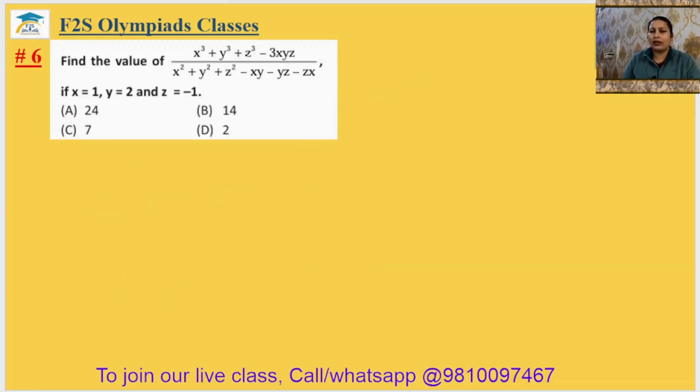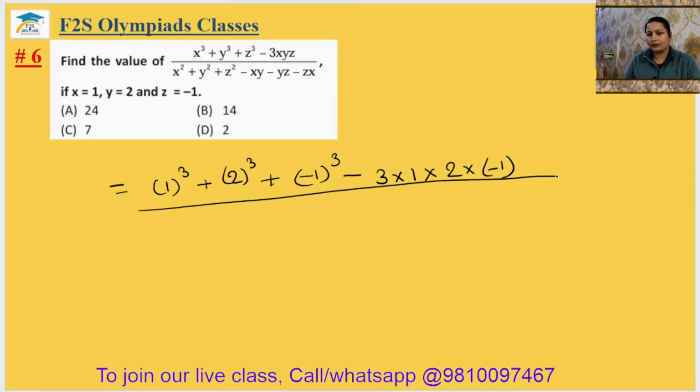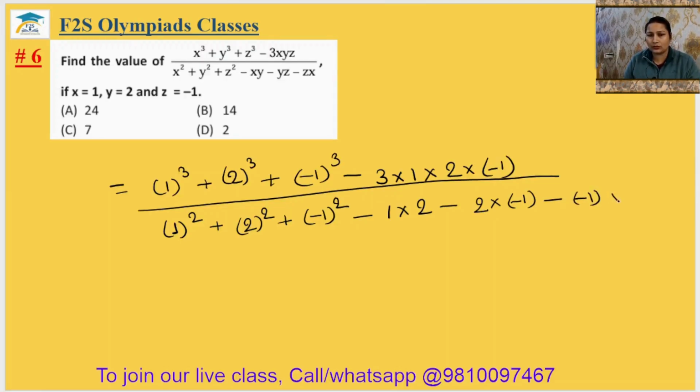Question number 6. Find the value of this if x, y and z are given. Okay, so x cube, in place of x cube we will just write the value of x. So 1 cube plus 2 cube plus minus 1 cube minus 3 into 1 into 2 into minus 1, upon x square. So 1 square plus 2 square plus minus 1 square minus 1 into 2, that is x into y, minus y into z, that is 2 into minus 1, minus z into x, that is minus 1 into 1. Okay, now simplify these.